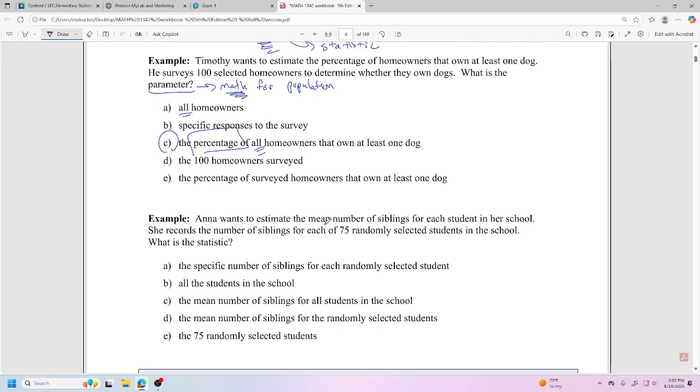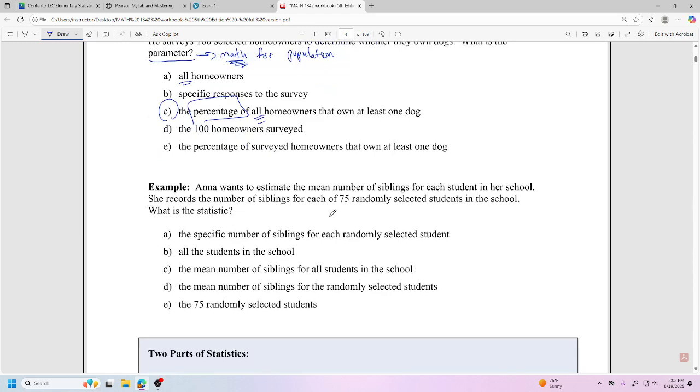Let's do another one. Anna wants to estimate the mean number of siblings for each student in her school. So then she records the number of siblings for each of the 75 randomly selected students. What is the statistic? Statistic comes from a what? Exactly. Math for the sample. Sweet. So which one makes sense here? B? You like B? D.